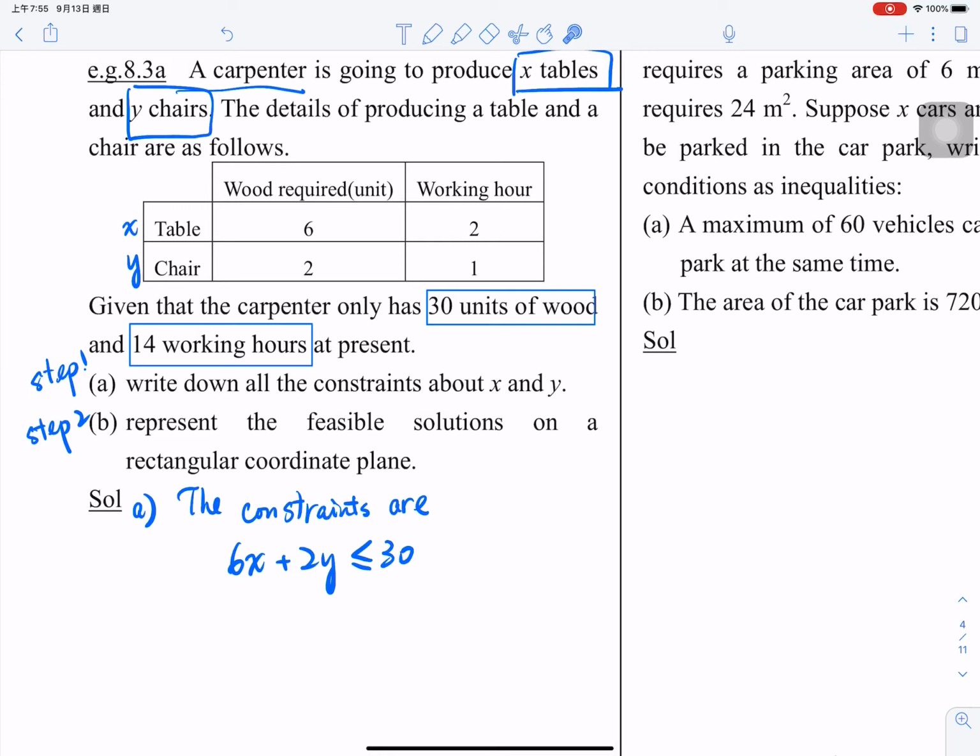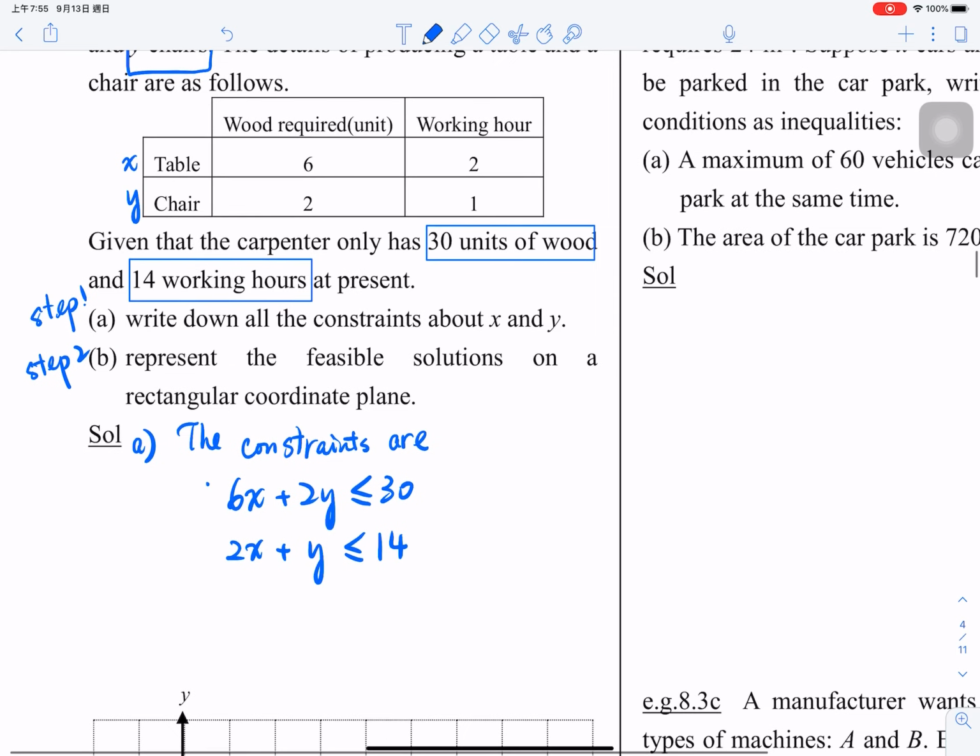How about the second one? About the working hours. Yes, 14 working hours. 2X for making tables, 1Y for making chairs, and not greater than 14 hours. You only have 14 hours, right? Any more?